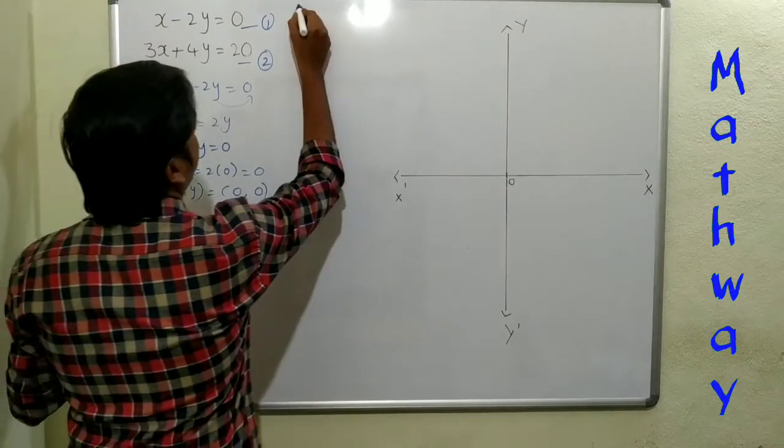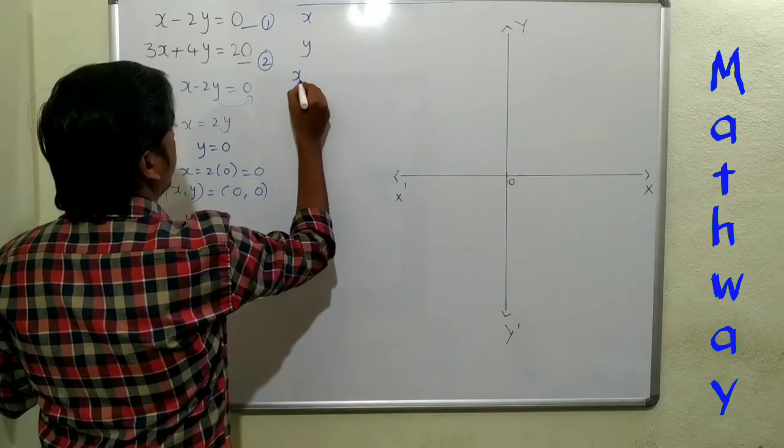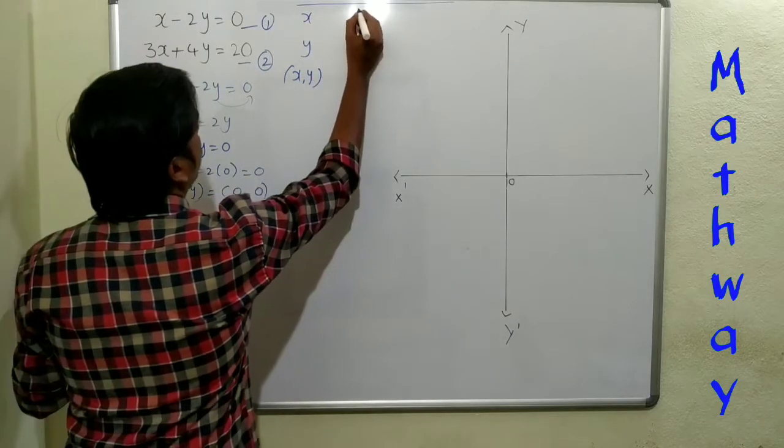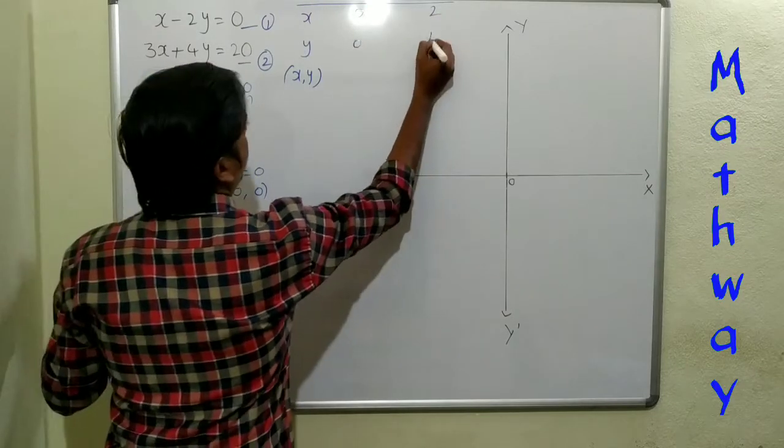Let us draw a table for the first equation with x, y, and x comma y. The x coordinates are 0 and 2. Then the y coordinates are 0 and 1.